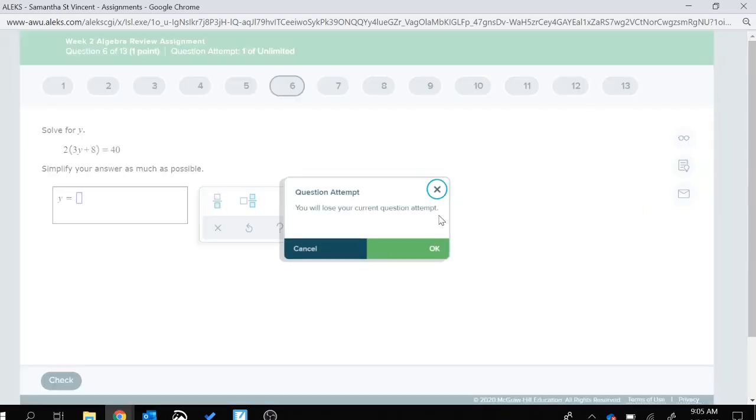Your explanation, you lose your attempt because it actually explains that exact problem, and then it'll give you a new one that's similar to that. You don't get any penalties for using those. Those are all tools that are there to help.